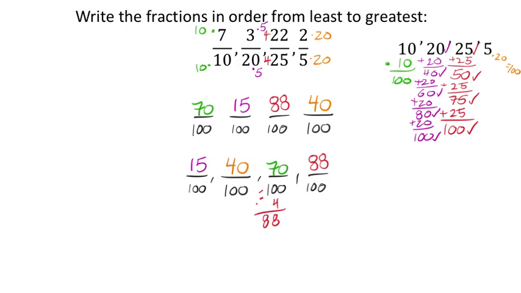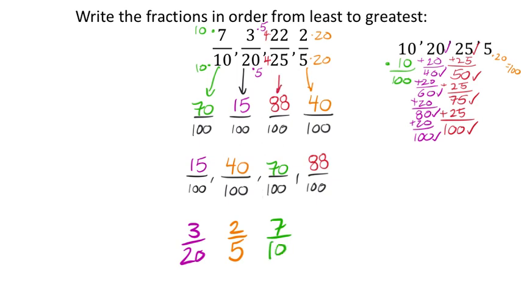Now we manipulated those fractions. Now we've got to go back and relist these, but in order from least to greatest. So the original fractions, where'd they come from? Well, the lowest one, let's start there. It's the 15 100ths, which came from the 3/20ths, so that's my smallest one. Next, the 40 100ths came from the 2/5ths, so that would be the next biggest. And then the 70 100ths came from the 7/10ths. And finally, the 88 100ths came from the 22/25ths. And now this is in order from least to greatest, which is exactly what we wanted.